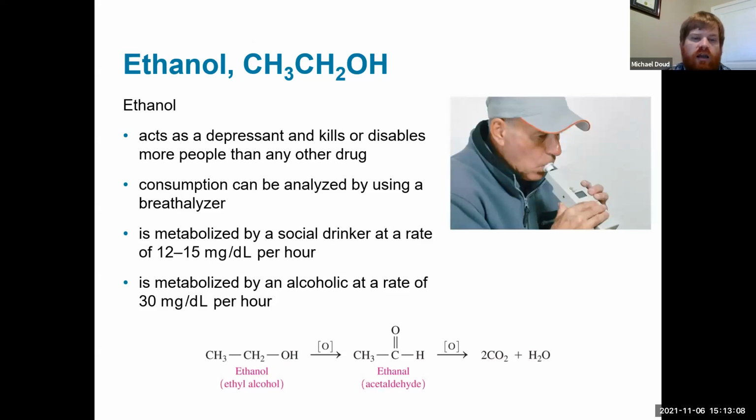If you are a social drinker, so you drink a little bit at a time, you can metabolize about 12 to 15 milligrams per deciliter. And I believe this is in your blood here. I should have pointed that out, per hour. And if you're an alcoholic that has a lot of these enzymes, you can metabolize at a rate of 30 milligrams per deciliter per hour. And that goes from ethanol to acetaldehyde, which you can then turn into carbon dioxide and water.